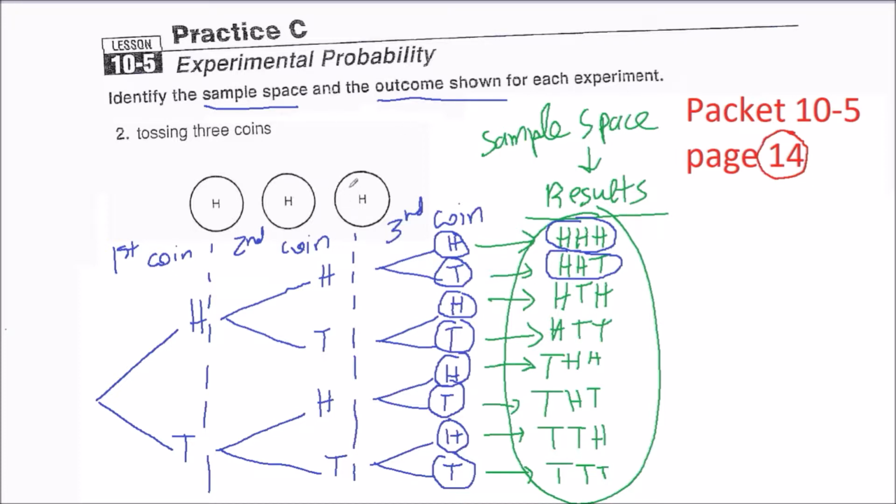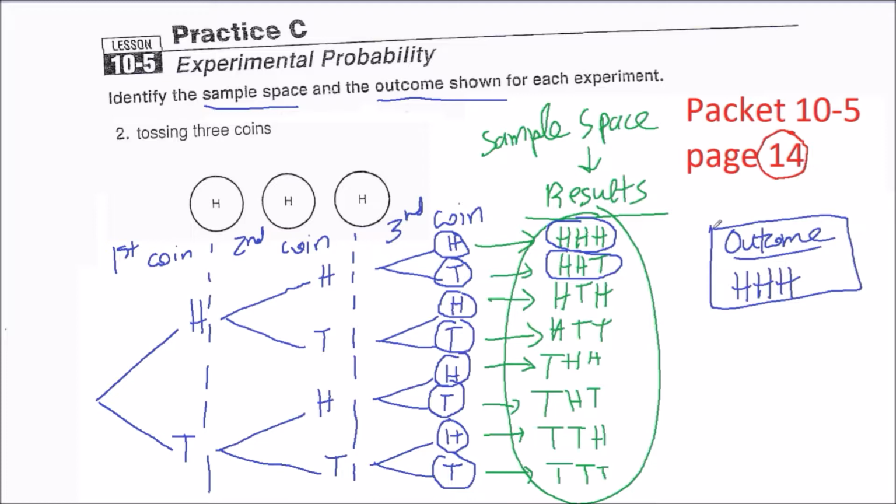Now the only other thing for me to do on number 2 is to identify the outcome shown. Well, the outcome shown is heads on all 3 coins. So the outcome would be heads, heads, heads. That's the one outcome that we have there out of 8. So there we go. So there's number 1 and number 2.